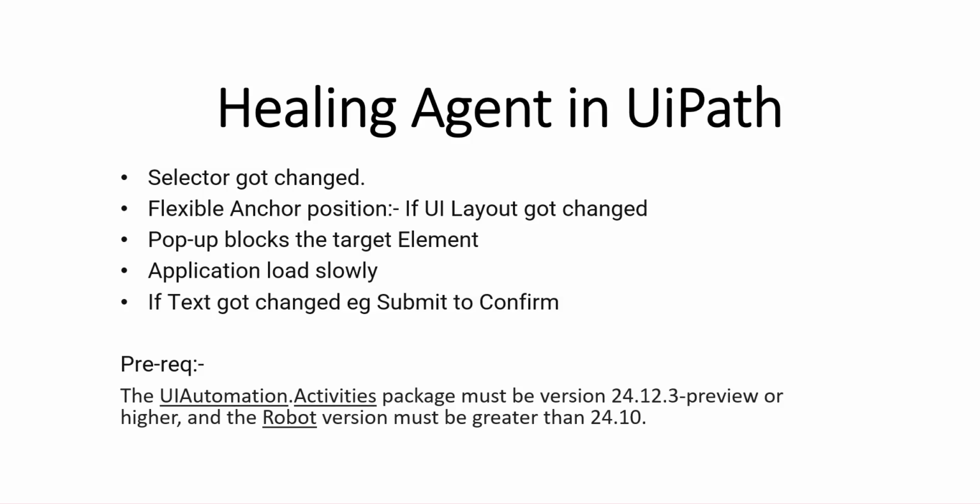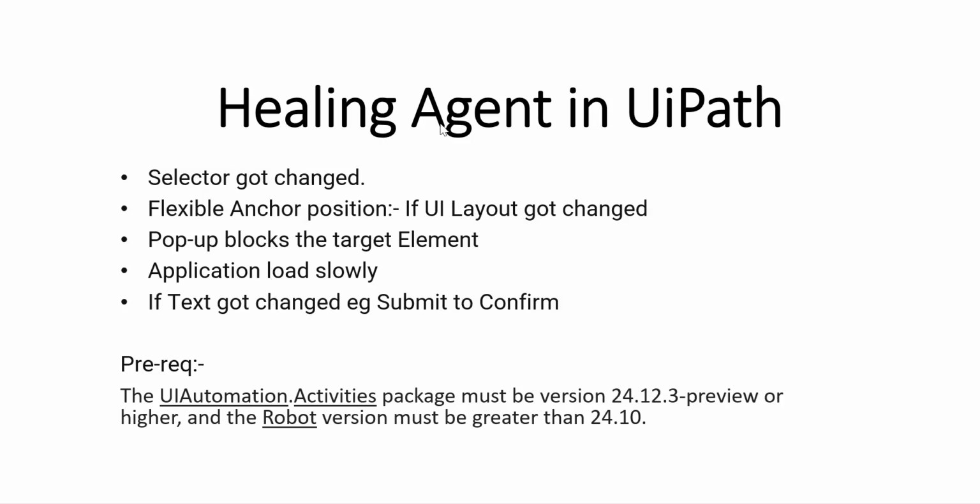Another thing is if your application UI element selector got changed, right? Suppose someone has written a submit button, and right now they change it to a confirm button. Here also, since this is working on ML, the healing agent is working on AI/ML, right? So they figure out that submit means confirm. They understand the meaning and take the action. This type of feature, as of now, is available in the UiPath community forum, right? But we need to recheck what other features this healing agent will be providing, right?